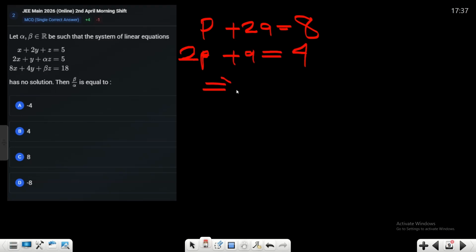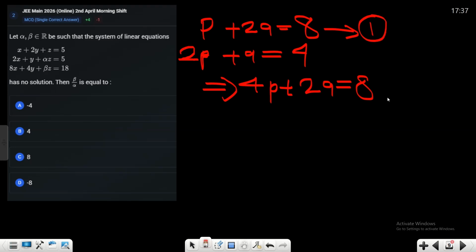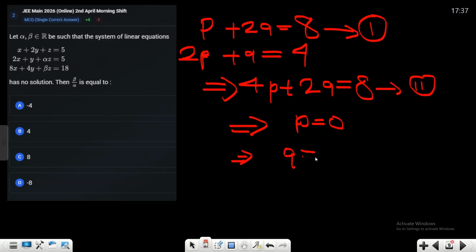If I multiply this with 2, you will get 4p plus 2q, and this should be equal to 8. And if you solve for this equation and this equation, if you subtract, you'll get 3p is equal to 0. So p is equal to 0, and from here you will get q is equal to 4, correct? 2 times q equal to 8, so q equal to 4, from the second one.